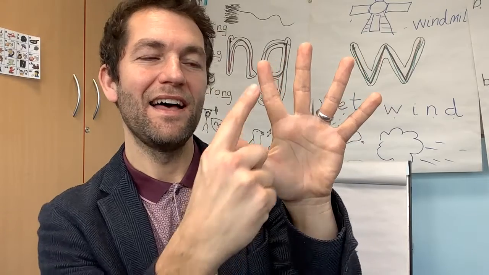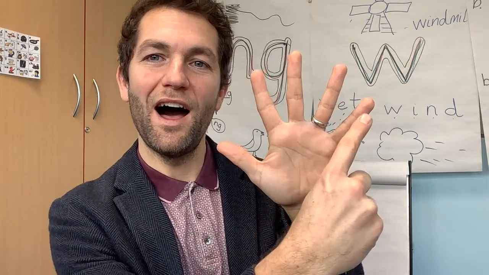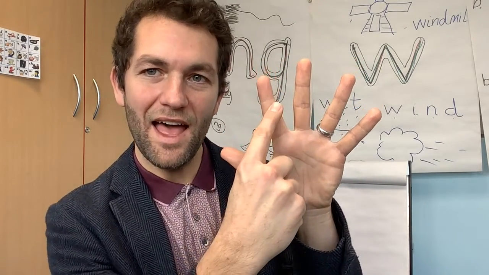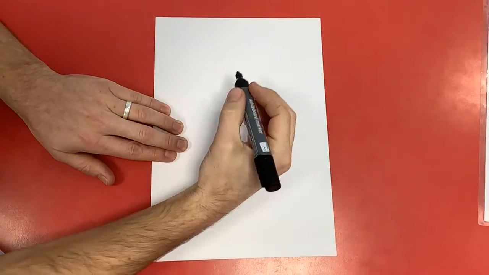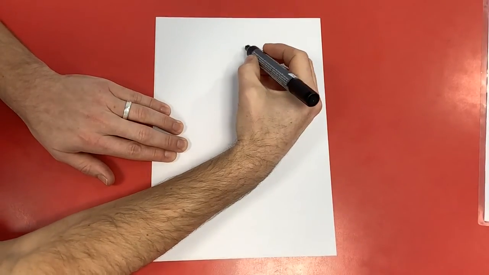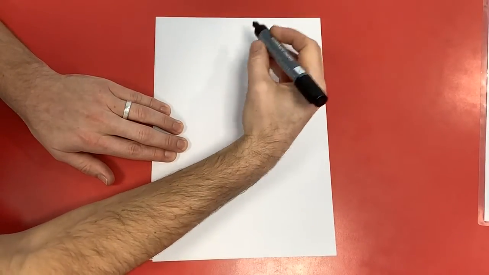Get your vowels ready and join in with me. Off we go. A, e, i, o, u. A, e, i, o, u. Blending sounds makes words. Let's write down those sounds. Get your books ready and your pencils ready.